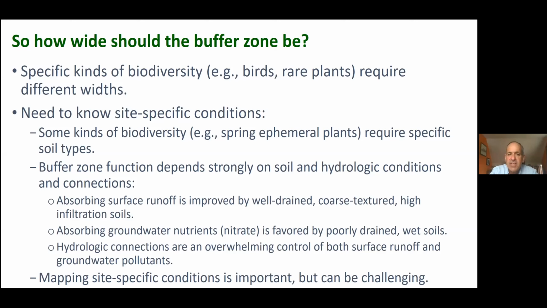The other thing we've learned is that there's a strong need to know the site-specific conditions in our buffer zones. As I've already pointed out, some kinds of biodiversity require specific soil types, but in particular, when we talk about this pollutant buffering function, we have learned that it depends strongly on soil and hydrologic conditions and connections. And so in particular, if we want to absorb surface runoff, so think about some runoff moving into a buffer zone, what I want is well-drained soils that are pretty dry and that are in a condition to absorb a lot of water. So I think about nice sandy soils with a nice litter layer on the surface.